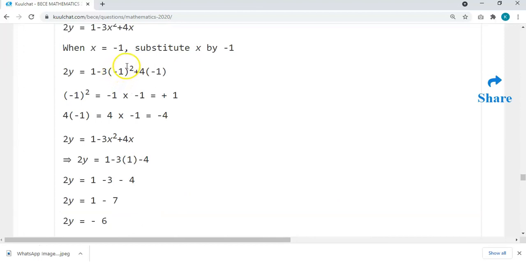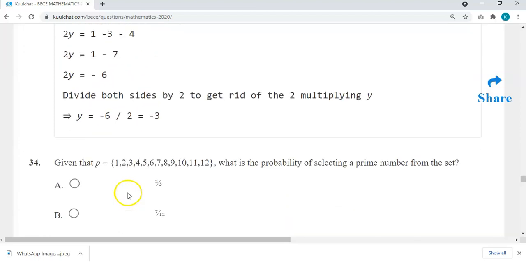So negative 1 squared is negative 1 times negative 1, which gives us positive 1. So that positive, when you square it, will still be 1. That 1 over here, when you multiply by negative 3, you get negative 3. Okay, so that's what we have over there. Simplify, we got that answer.